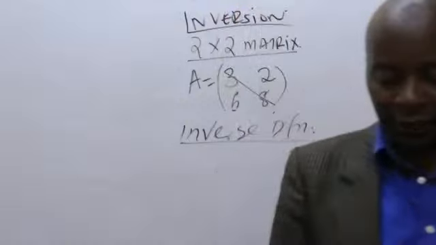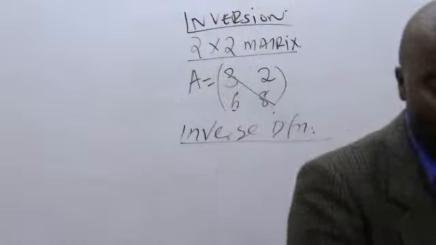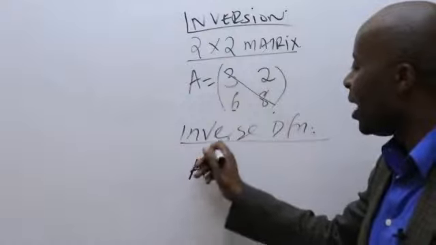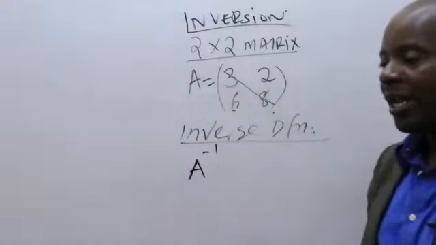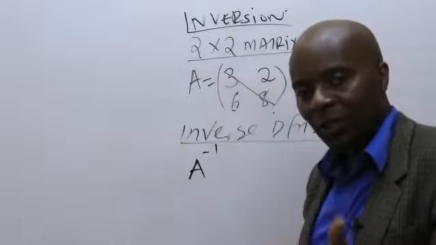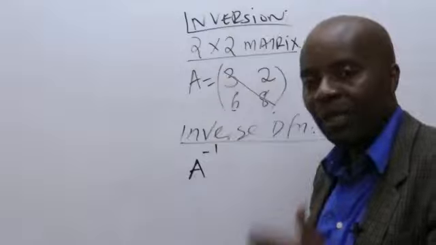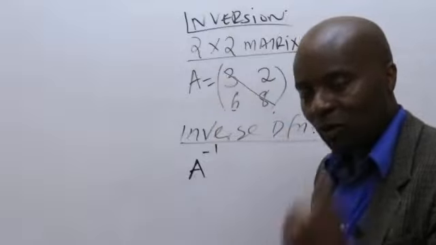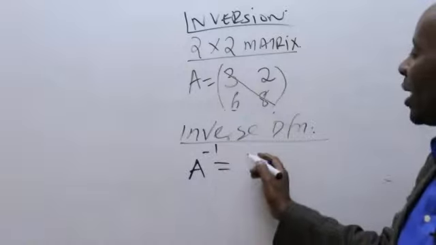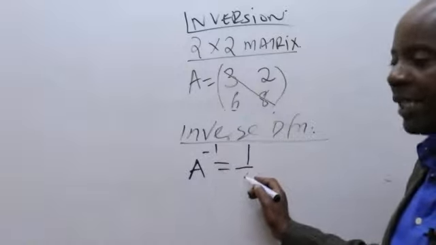The inverse definition, what do we have over here? We normally write it like this, A raised to minus 1. Whenever you see a letter A raised to minus 1, that's the inverse of A, or B raised to minus 1, that will be the inverse of B. So ladies and gentlemen, the inverse of A here will be equal to 1 over the determinant.